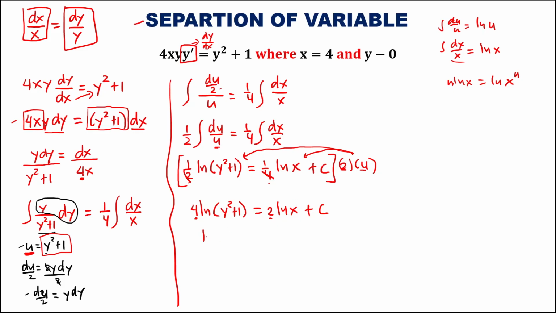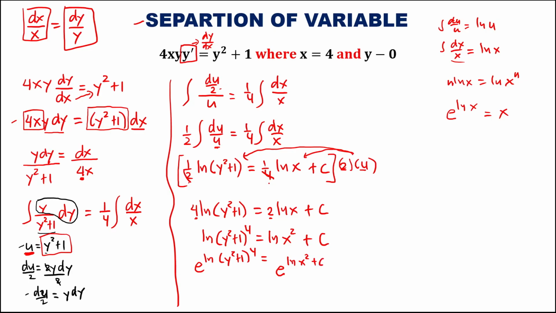So this becomes ln (y² + 1)⁴ = ln x² + c. Then to simplify, since e to the power ln x is equal to x, we need to exponentiate both sides. So this is e to the power ln (y² + 1)⁴ equals e to the power ln x² + c.